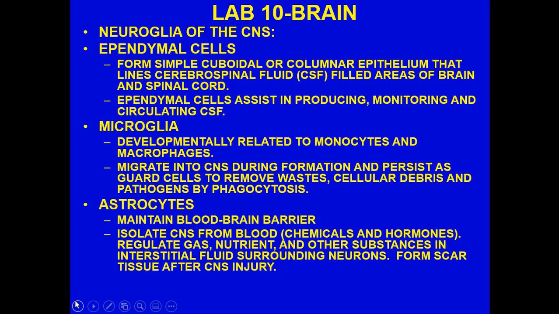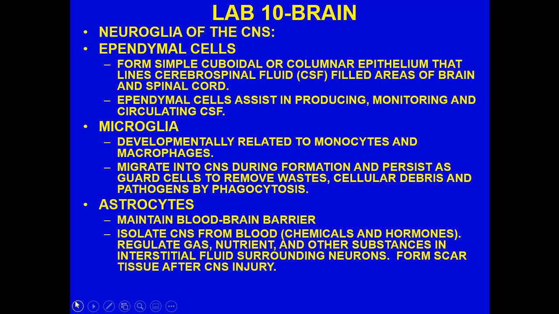But let's take a look at these cells. You have the ependymal cells. They form a simple cuboidal or columnar epithelium that lines the cerebrospinal fluid, CSF, filled areas of the brain. That's basically the ventricles. You will also see, to a degree, fluid-filled areas in the spinal cord. Now, what ependymal cells do is they assist in producing, monitoring, and circulating cerebrospinal fluid.